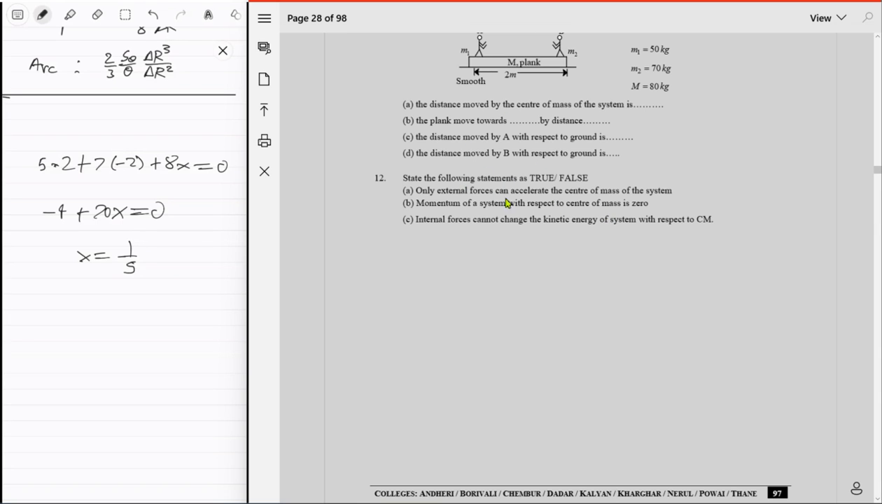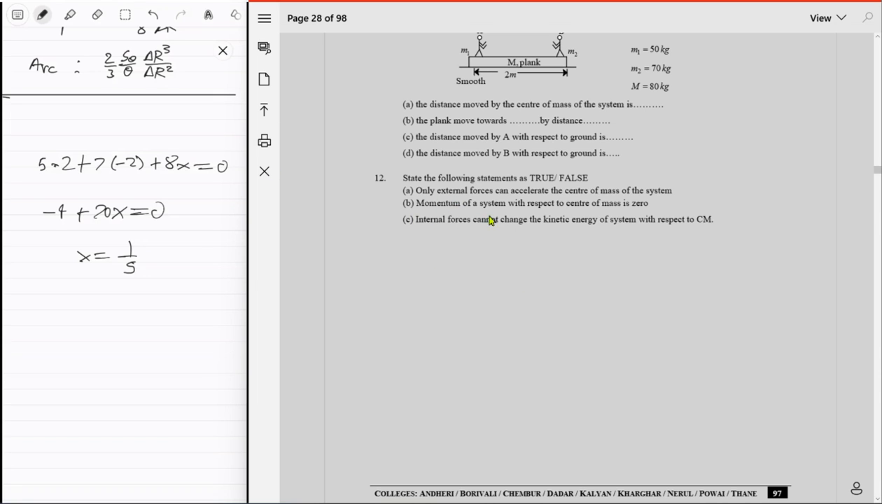Okay. Next, state whether the following are true or false. Only external forces can accelerate the center of mass of the system. Yes. Momentum of a system with respect to the center of mass is 0. Yes, actually that's right, because the displacement vectors, when you add them, become 0, so the changes in those are also 0. With respect to the center of mass, that is right.